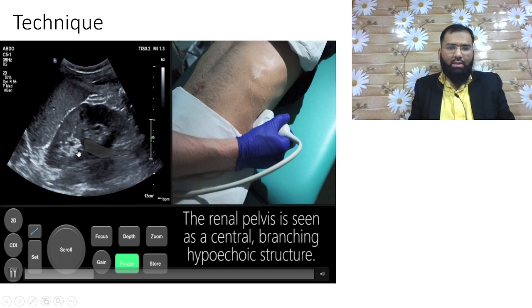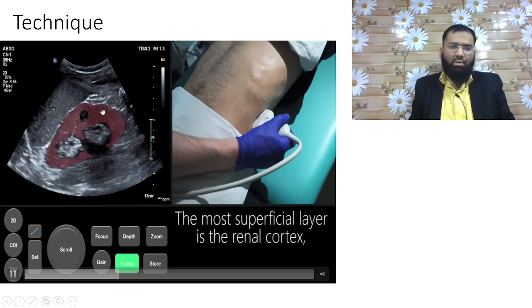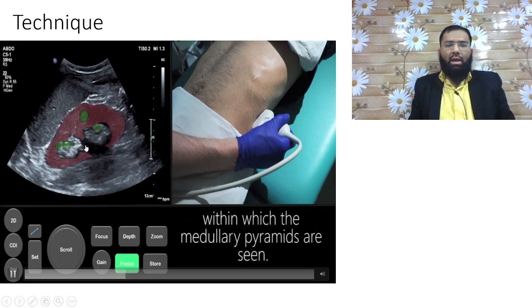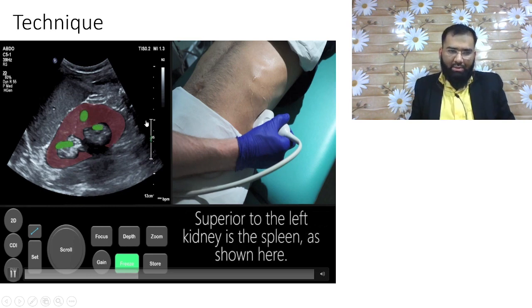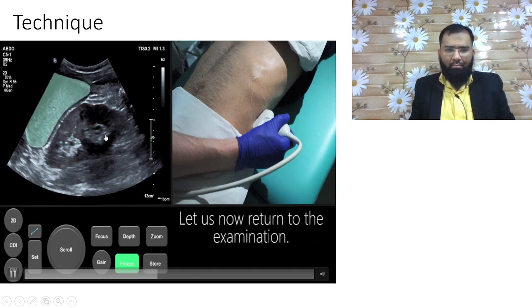Can you see this? This is nothing but the renal pelvis. This region is the echogenic fat, the hyperechoic fat. The outside region is the cortex, and then in between you can see the hypoechoic renal medullary pyramids. Now superior to that, this organ which has been highlighted is the spleen.